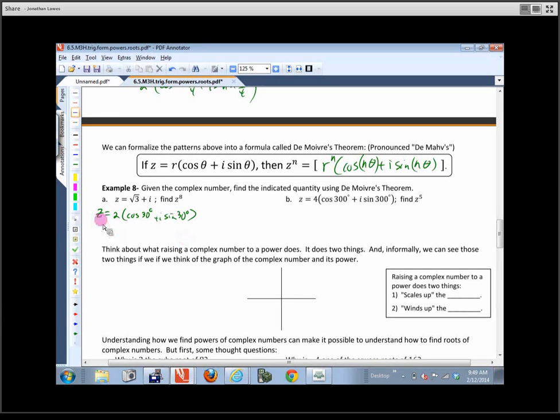Now, if I take this and I raise it to the 8th, I'm going to end up with 2 to the 8th. What's 2 to the 8th? 256. What am I going to do with the angle? Times it by 8, and what do I get? I get 240. So cosine 240 plus i sine 240. And there it is.